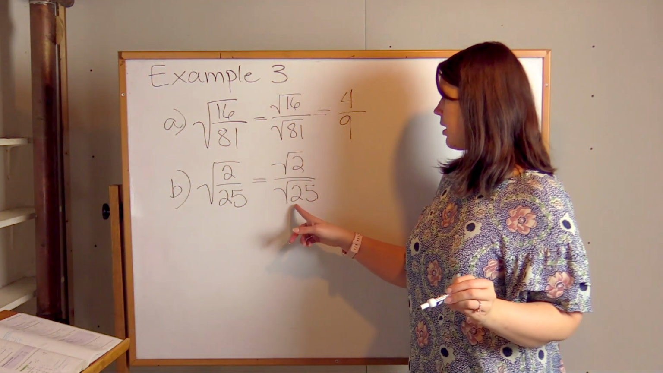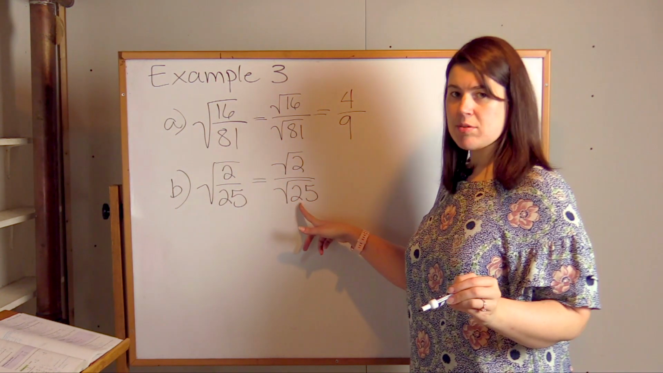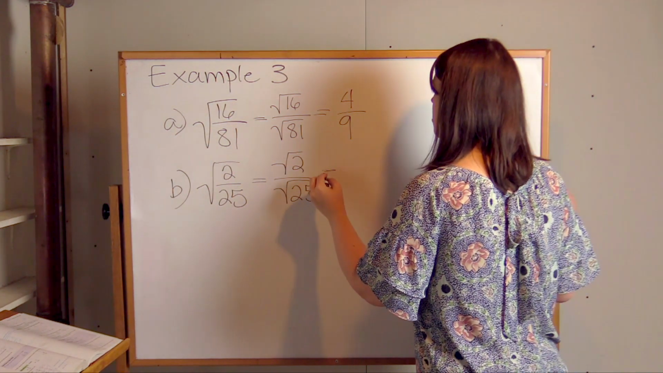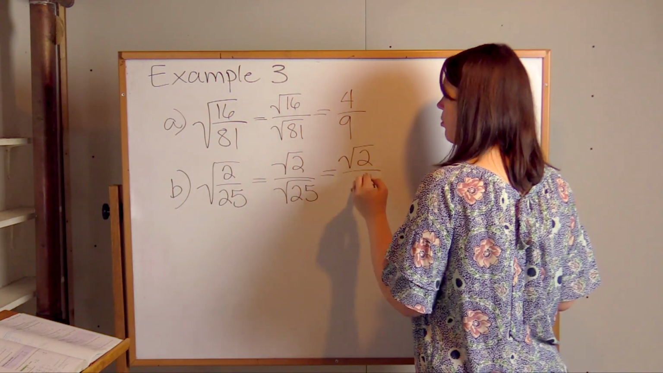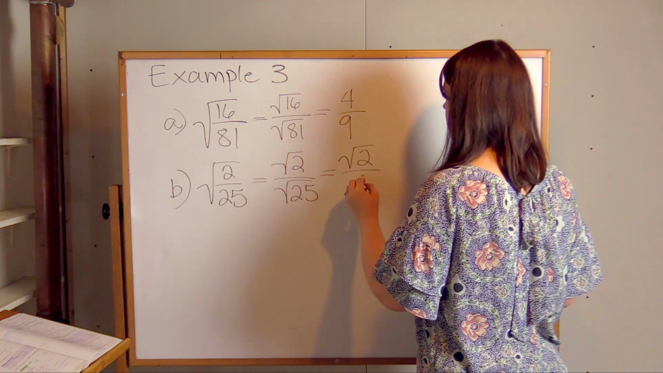See, on this one, notice that I can't take the square root of 2, but I can take the square root of 25. So it helps with us separating them from each other. So what that shows me is I still have the square root of 2 left, but on the bottom, I can take the perfect square of 25. It's 5.